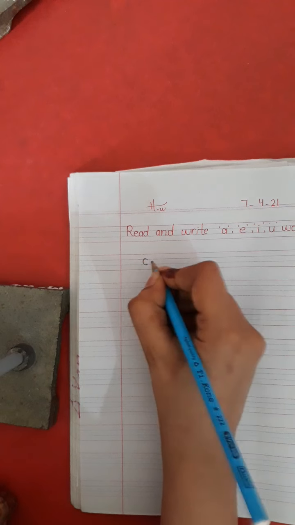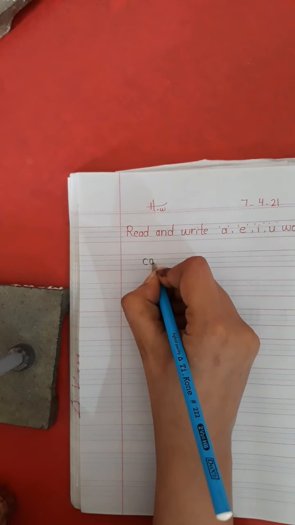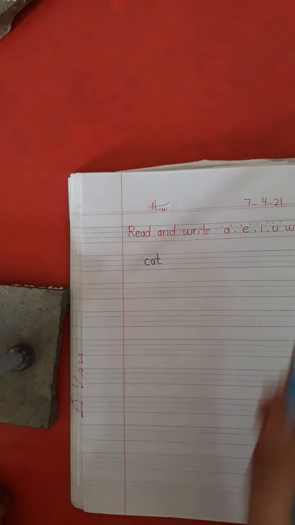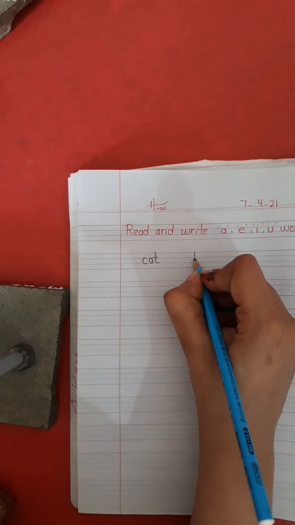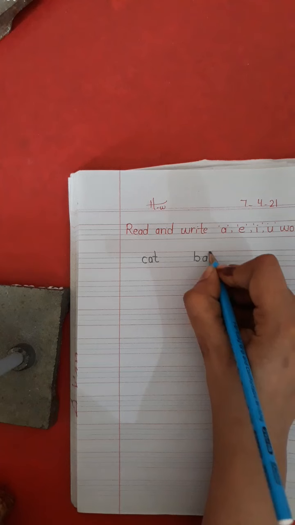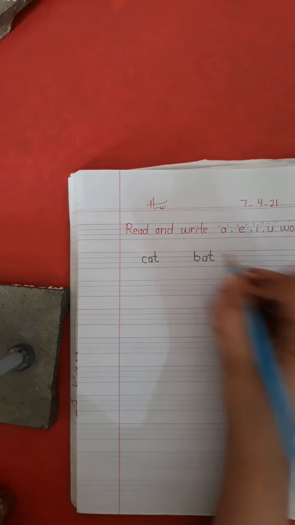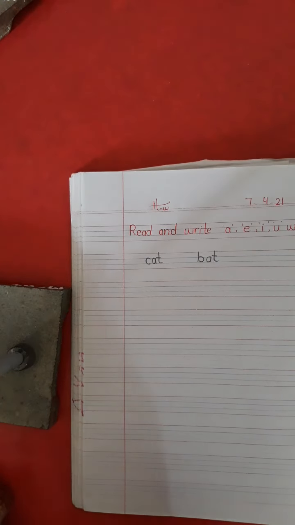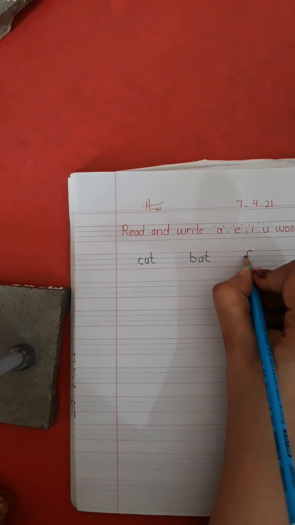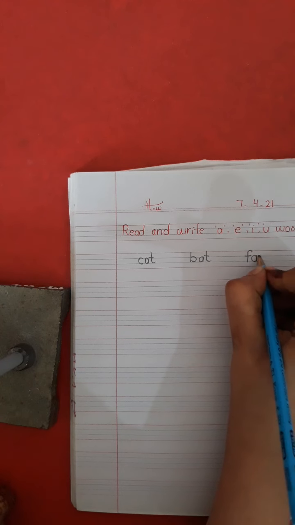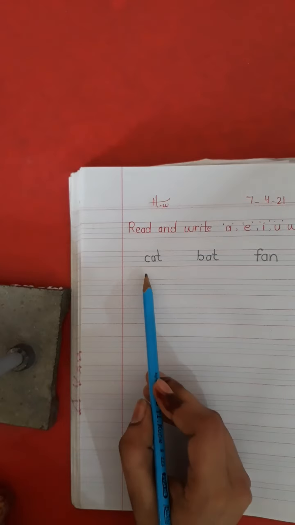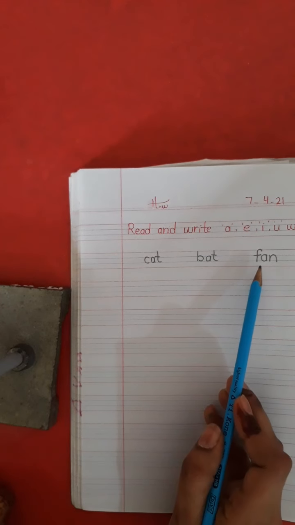K, A, T. Cat, K-A-T, cat. Bat, B-A-T, bat. Fan, F-A-N, fan. Cat, bat, fan.